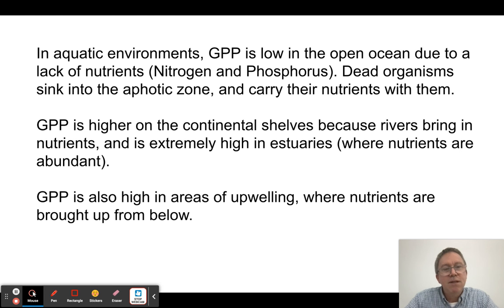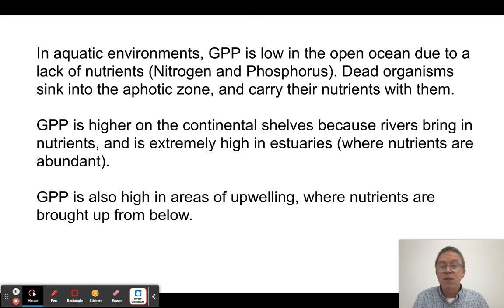So where is the productivity going to be highest in, say, a marine ecosystem? Well, it's going to be where the nutrients are. So where are the nutrients going to be located? They're mostly going to be located near the shores, brought in by rivers. We'll talk about this later in our unit, but basically rivers collect a lot of biologic matter, the decomposed matter that has these nutrients in it, and they tend to dump them in the estuaries at the mouths of these rivers and in the nearshore environment. And so we find productivity tends to be highest there.